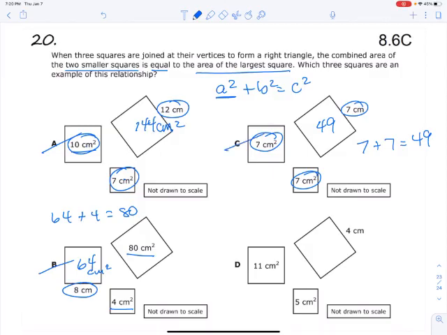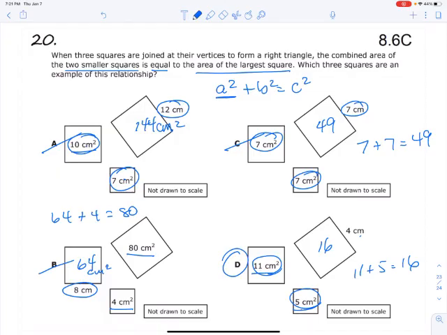But let's prove it. Okay, so we've got this 11. Well, it's already an area, so it's good. The 5, it's already an area, so it's good. But this 4 is not. So we do 4 times 4 to get 16. So is 11 plus 5 equal to 16? And yes, it is. So D is the correct answer.